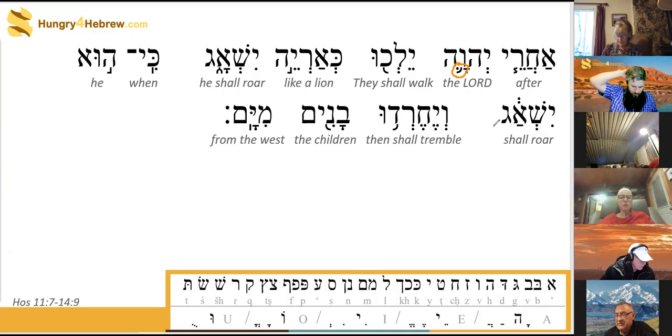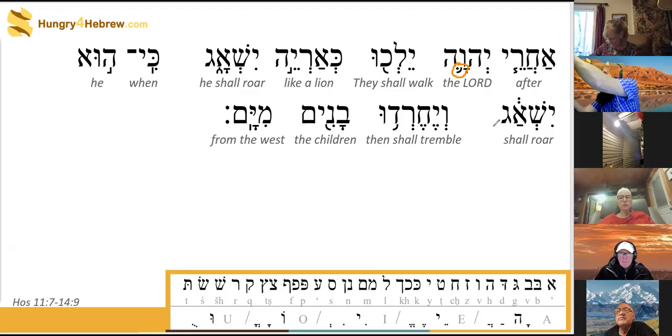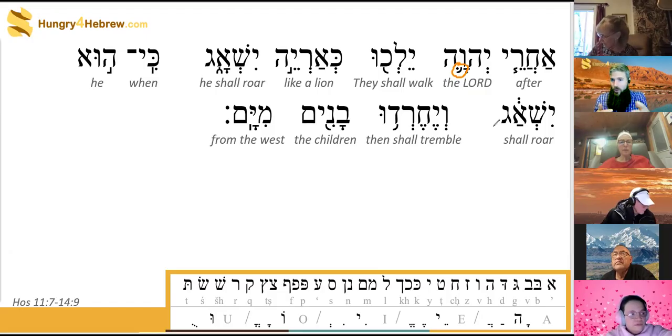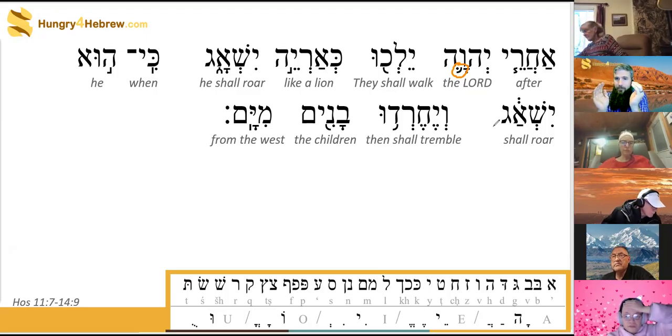Anyway, I'm just looking at the syntax of the verse. It looks like it should be more disjuncting than conjuncting. But anyway, it looks like Acharei Adonai Yelichu. After the Lord is how we're doing it. So that's your prepositional phrase. What are they doing? They are walking. Where are they doing it? Acharei Adonai. So after the Lord, Yelichu, they shall walk. Ke'aryeh Yishag, like a lion.